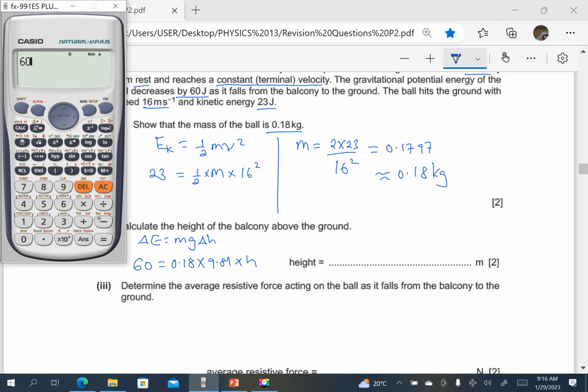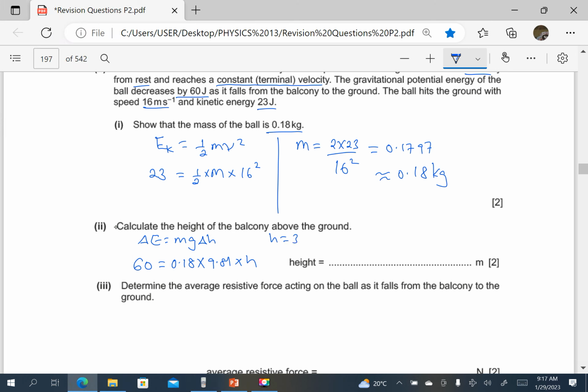We shall say 60 divided by, open brackets, 0.18 times 9.81. So this is giving us 33.98. So h is equal to 33.98, which is approximately 34 meters.